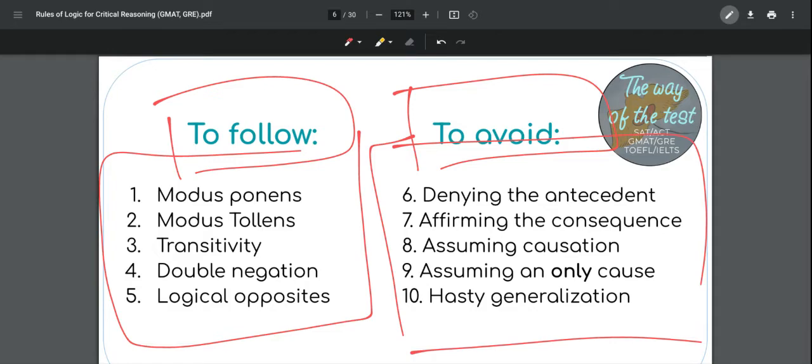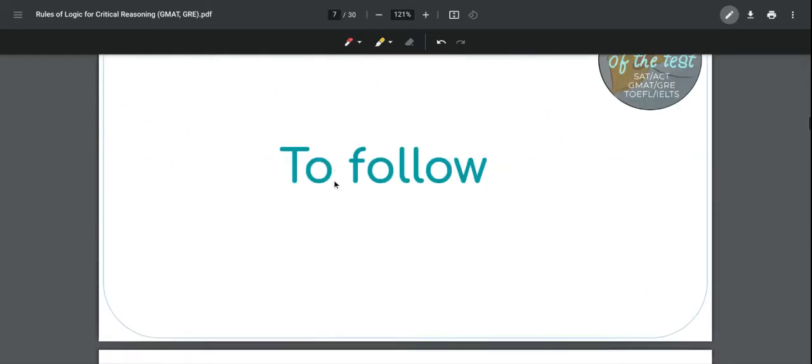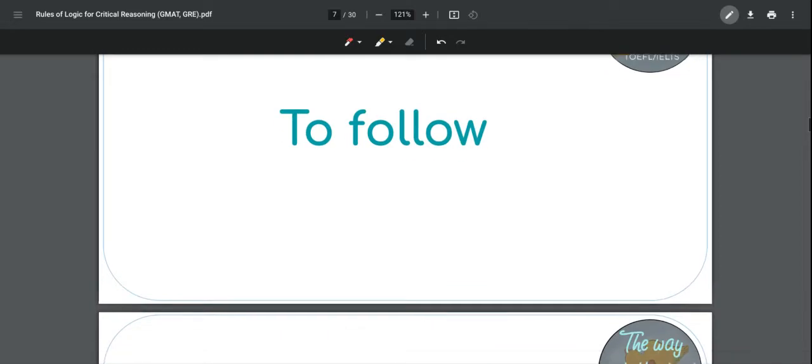They are all logical rules. You can Google them, you can Wikipedia them, you can remember this from school, you can ask your teacher about this, and these are all basic general rules that exist in real life. Okay. So we're going to go with the first ones, the ones that we want to follow.